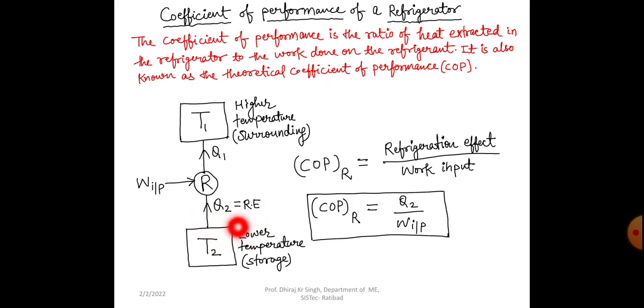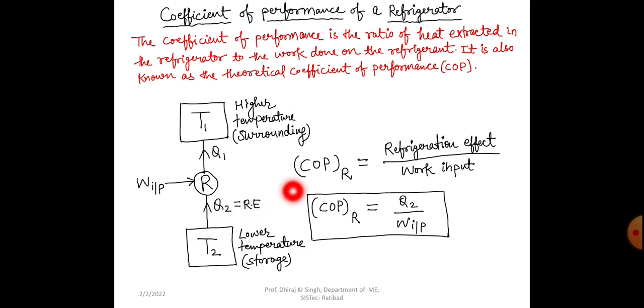This thermal reservoir is known as the sink, and this is the source. You might have studied it in thermodynamics. So with the help of this work input, this refrigerator is extracting Q2 heat from this thermal reservoir and decreasing the temperature of this storage place.